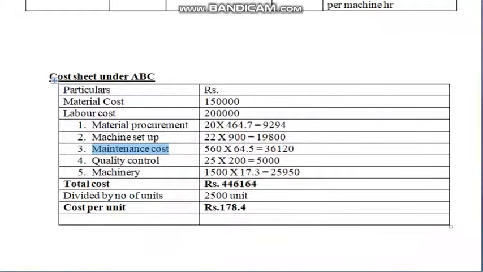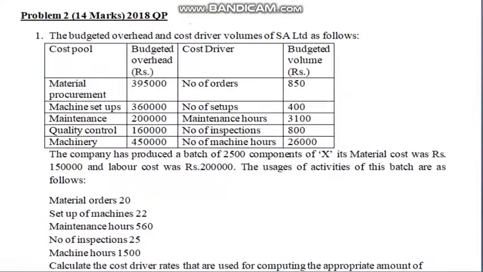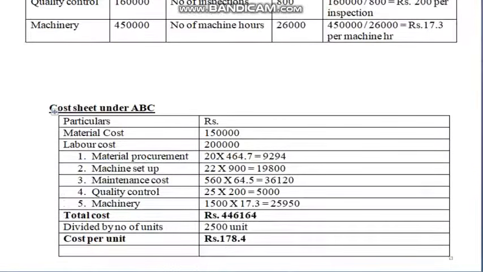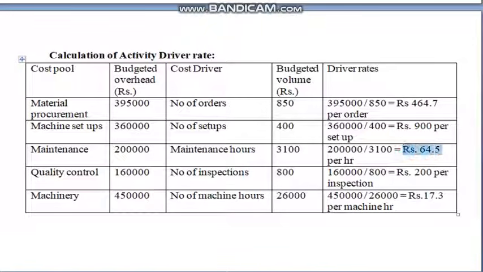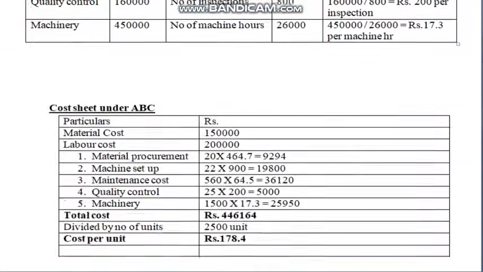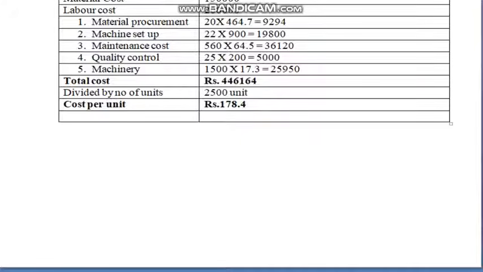The next activity is maintenance cost. Here the maintenance cost is based on number of maintenance hours. The total number of maintenance hours is 560. So 560 multiplied by the cost per maintenance hour, which is 64 rupees 50 paisa, you will get 36,120 rupees.